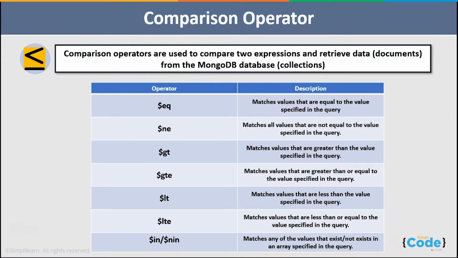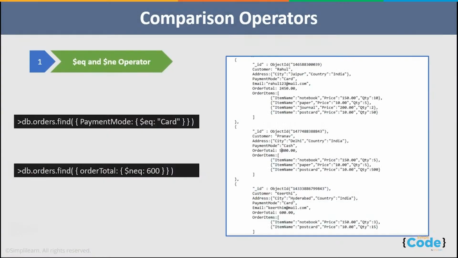Next, we have $lt and $lte, that is, less than and less than or equal to. Again, as the words go, it is similar. It matches the values that are less than the value specified in the query, or the less than or equal values specified in the query in the document. And finally, we have $in and $nin, which basically match any of the values that exist or do not exist in an array specified in the query. I know it is a bit confusing, so let us understand this with an example here.